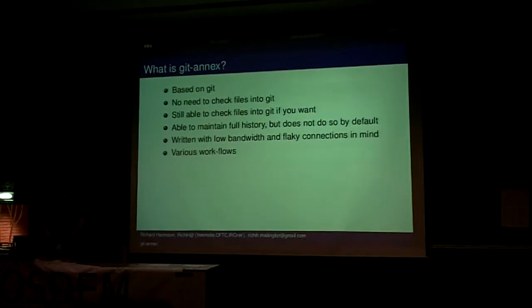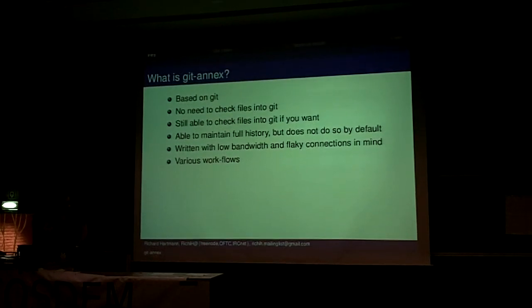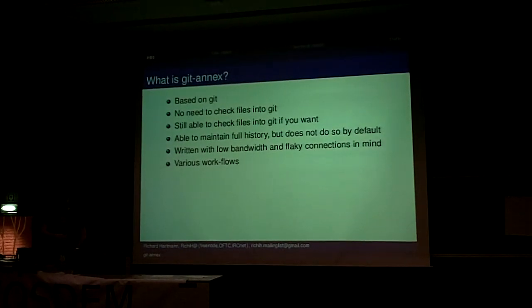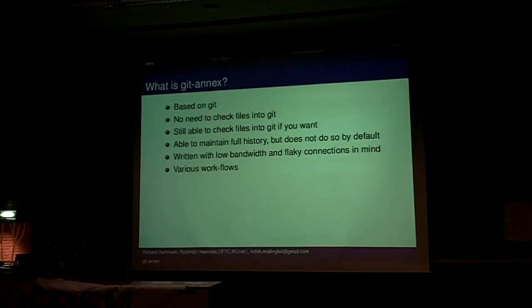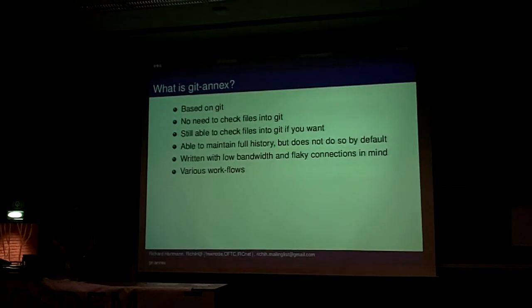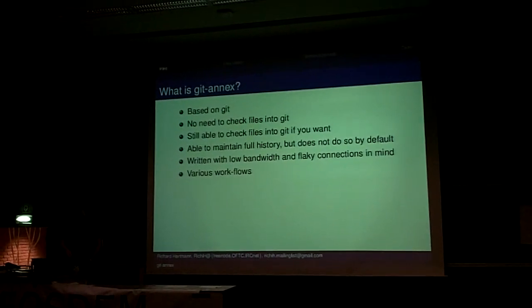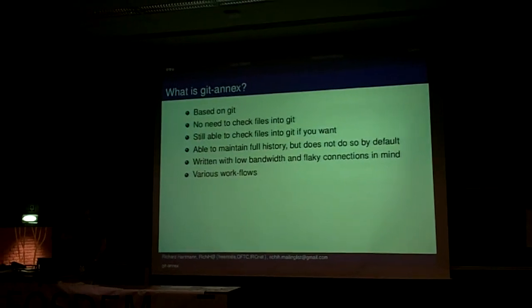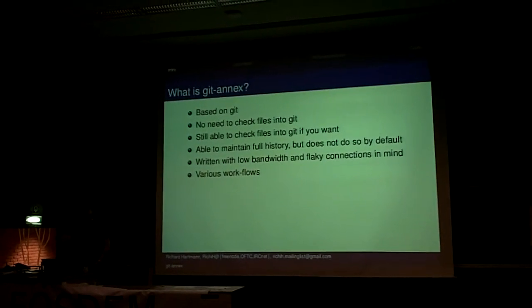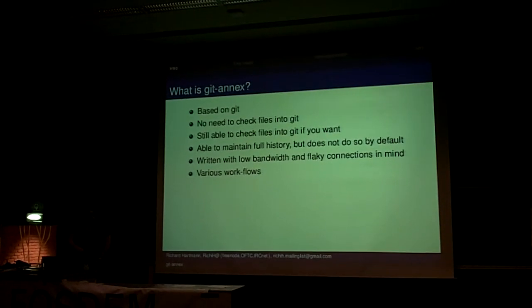you have to have the full history of everything you ever checked into JIT in every single checkout of this repository. And if you're using this for video or something else, it gets large really, really fast, and you can't really handle it anymore. So JIT Annex is basically using a trick, we get to that later, to not check the files into JIT, but still manage the metadata about the files within JIT.